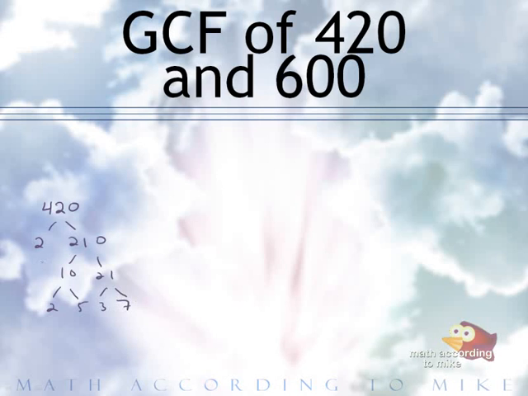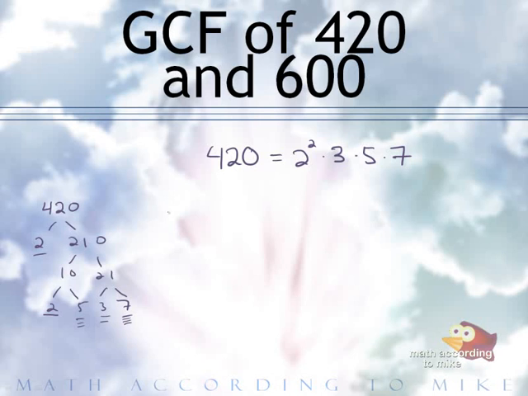So at the end of the branches, we have two 2's, one 3, one 5, and one 7. So putting that all together, 420 is the same thing as 2 squared times 3 times 5 times 7.